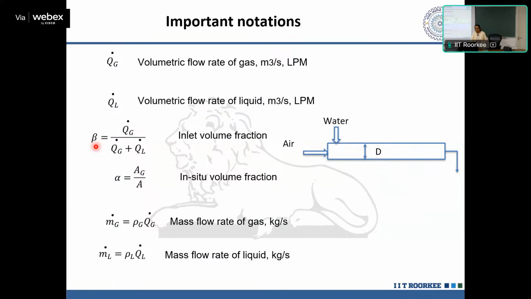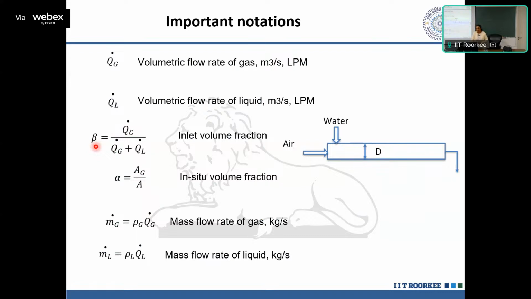So this is the volumetric flow rate of the toluene divided by the total volumetric flow rate that we have injected. That gives you the value of beta, that is the inlet fraction. Similarly, if both the phases are incompressible, you can multiply by the corresponding densities and get the mass flow rate of the phases.